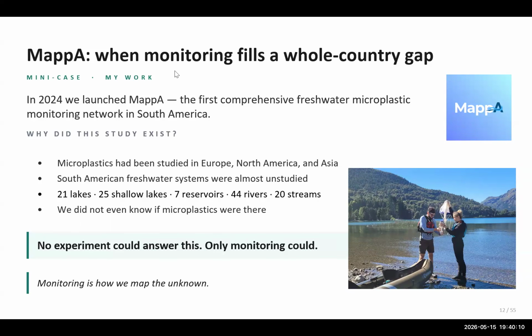So we use a standardized method. We work together to monitor the concentration of microplastics in these freshwater environments. This is one of the first reasons why monitoring matters, because it will tell us what is out there at the scale of a single lake or at the scale of the full country.